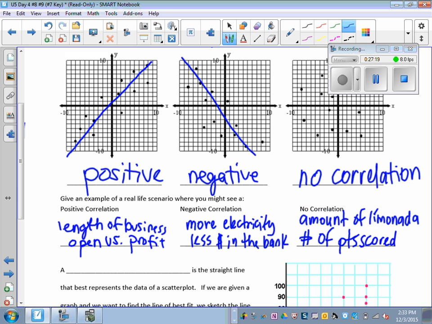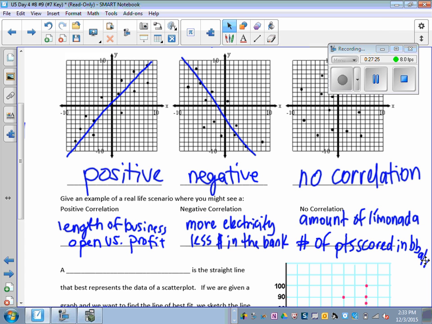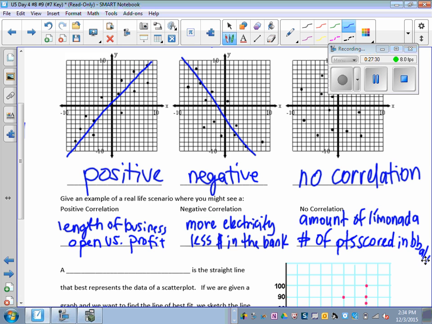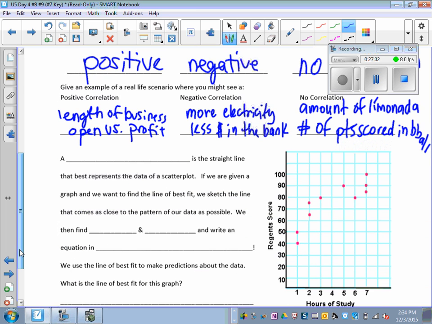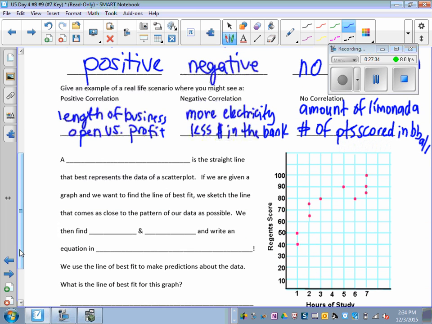So if you shoot a 3-pointer, then you guys don't drink 3. No. Then you have to drink 3 cups of lemonade. Who does that? Don't like it. Okay. All right. Number of points scored in basketball.